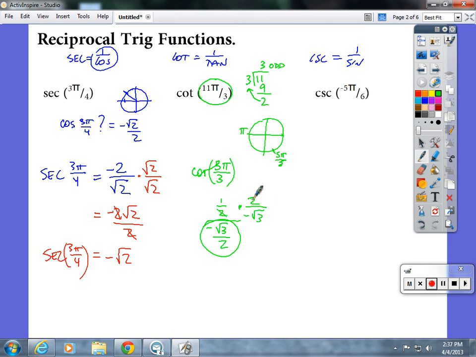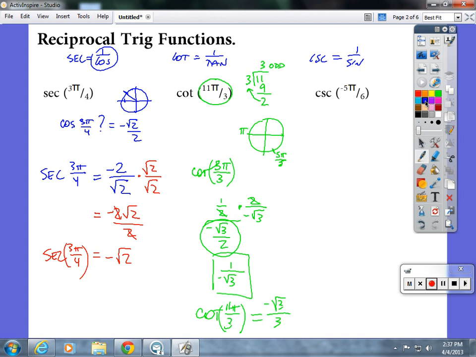When we do that, the 2's cancel each other out. So we're left with 1 over negative root 3. Okay, that'll get you some credit. Full credit, though, would be the rationalized version. So the cotangent of 11 pi over 3, when rationalized, ends up being negative root 3 over 3.